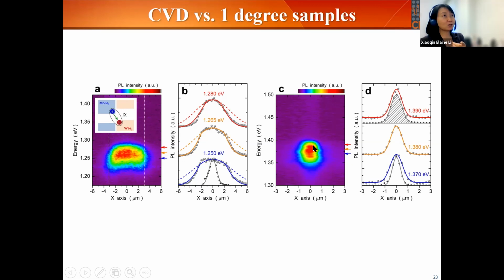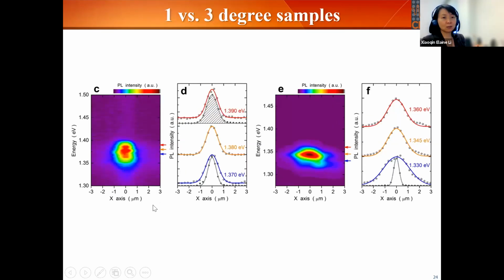But when we have a 1 degree twisted angle sample, we do not see diffusion beyond the optical diffraction limit. That changes when we have a 3 degree twist angle. So this is 2 samples, and these pictures are spatial dimension and energy. They're more confined in the lateral dimension in the 1 degree sample than the 3 degree sample. The change is, I twist the sample, which makes the quantum boxes smaller.